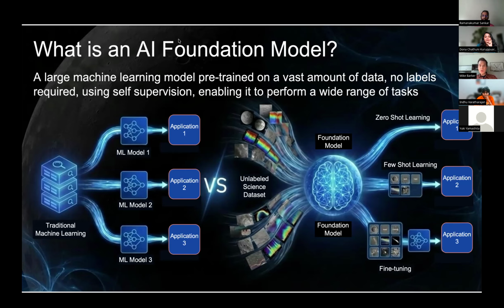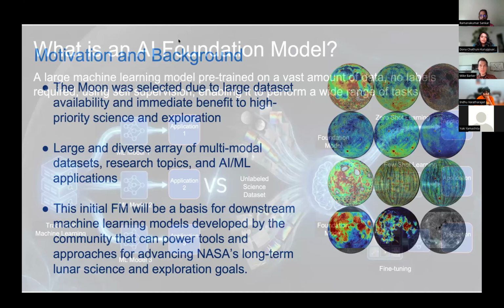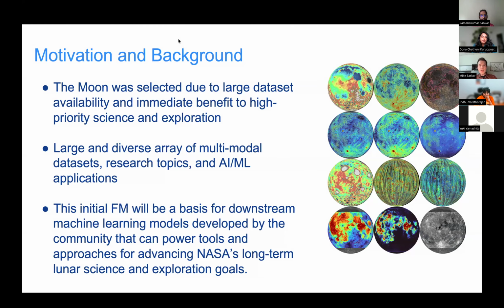So these foundation models are supposed to provide cross-modal, multi-scale, contextual reasoning quickly and efficiently, and they're supposed to generalize well to diverse tasks. For this effort, NASA's Planetary Science Division selected the moon due to its large dataset availability and immediate benefit to high priority science and exploration.